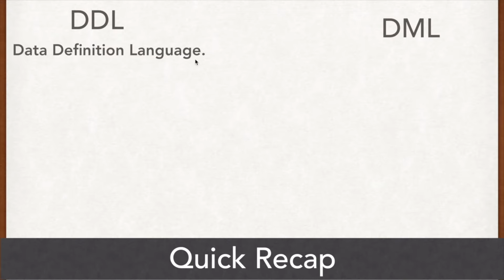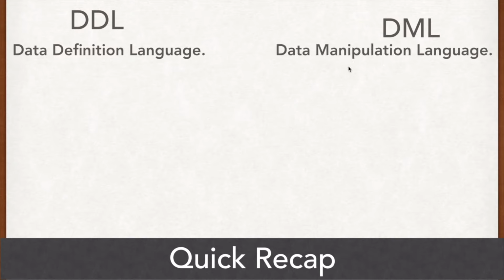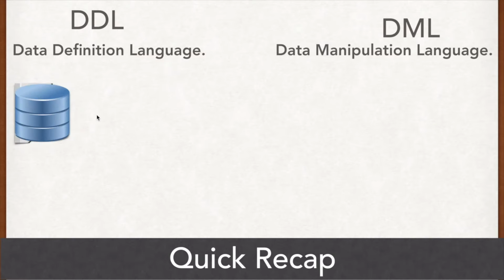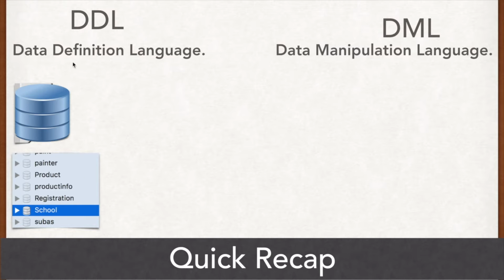Basically, if you want to define something, you will go for DDL. And DML stands for data manipulation language. Basically, if you want to manipulate something, you will go for DML. So right now, if we go with the DDL, you can see that to create databases or to create schemas, we basically need the data definition language, or DDL.